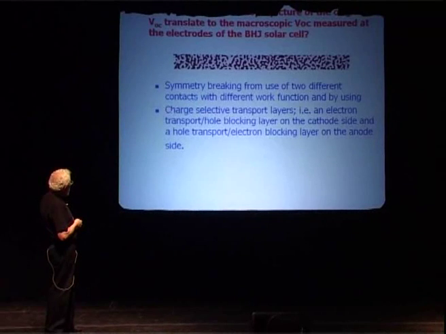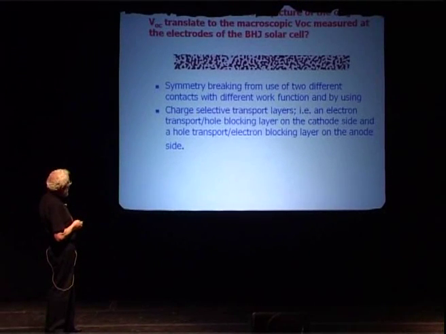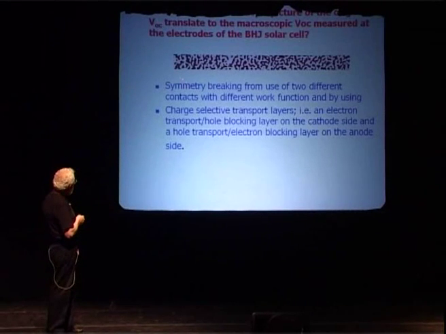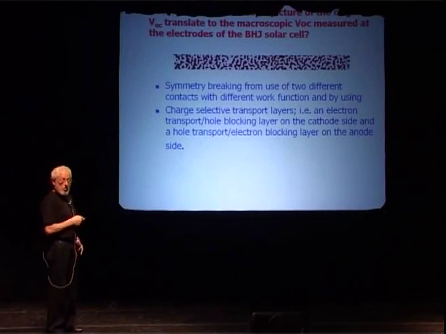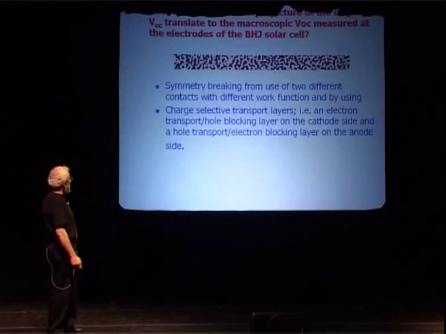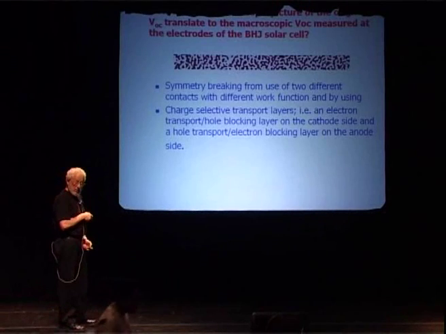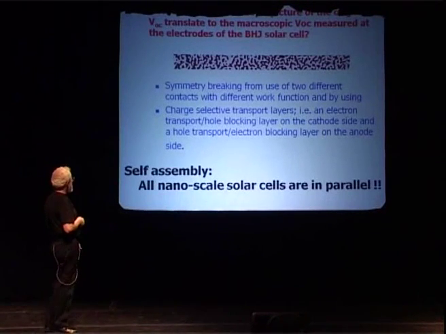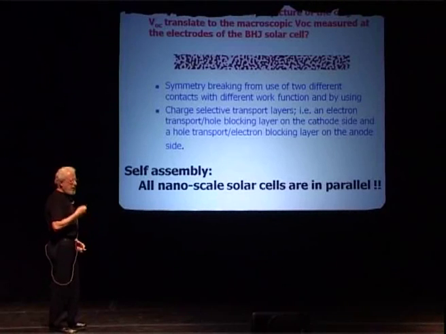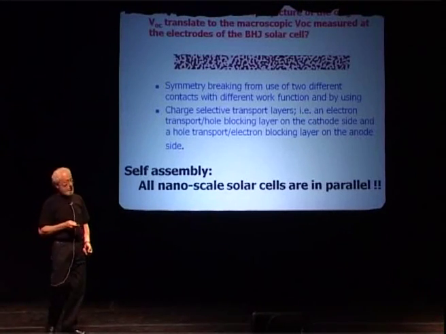And the answer is that you need to have charge selective transport layers. So you need a layer up here which transports electrons but doesn't transport holes, and then you would short together all of the black things without shorting the white ones. And similarly, you need a hole transport layer here which is electron blocking, and then you can make them all in parallel. That's the kind of thing we're trying to do. I'll give you one example in a few minutes. It's an important issue. So we're talking about self-assembly on several levels here.